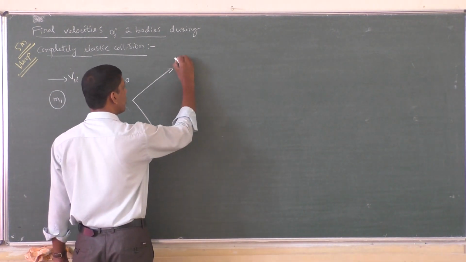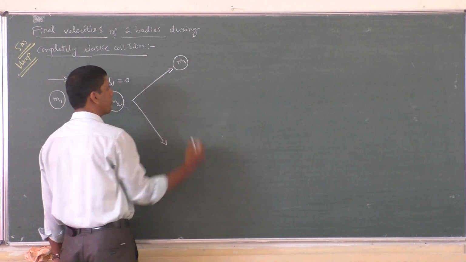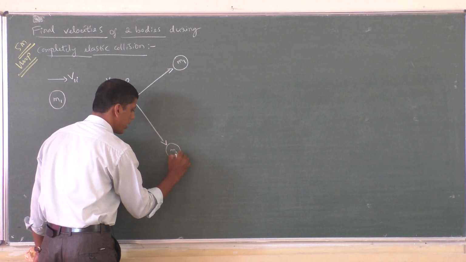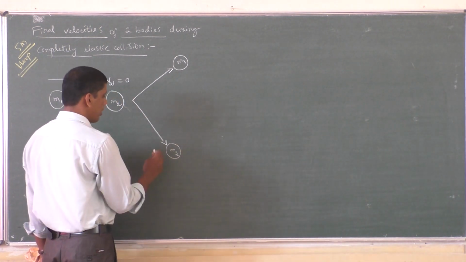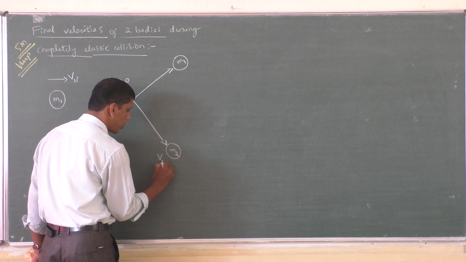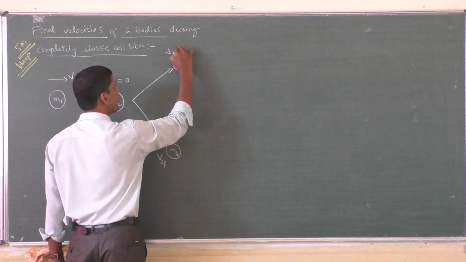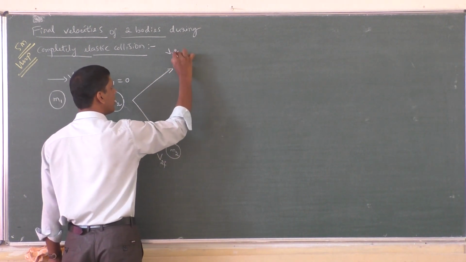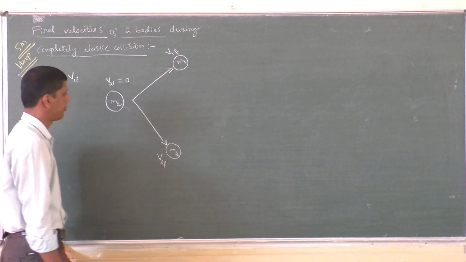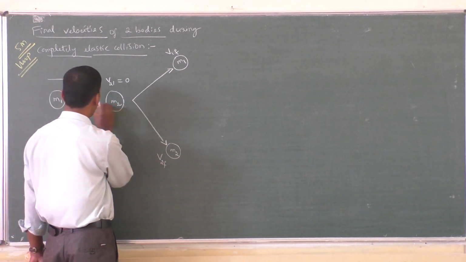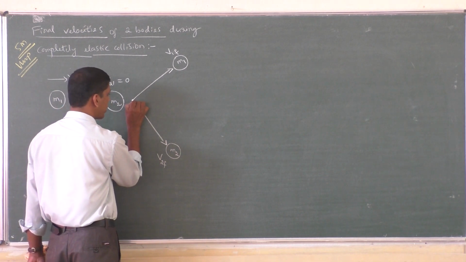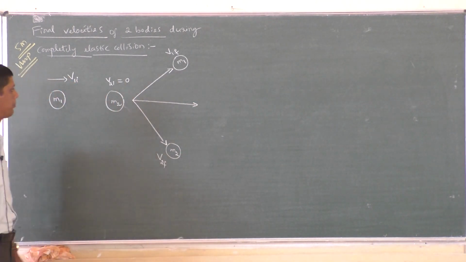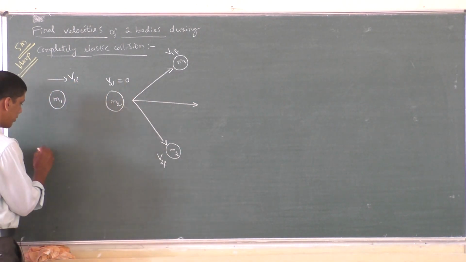Say here one body, that is the first body m1, moves like this. The second body having a mass m2 is moving along in this direction. So the second body moves with the velocity v2f, and the first body moving with the velocity v1f. So the first is v1f, the second body is v2f, and this is the original direction. This is the original direction. Say like this.